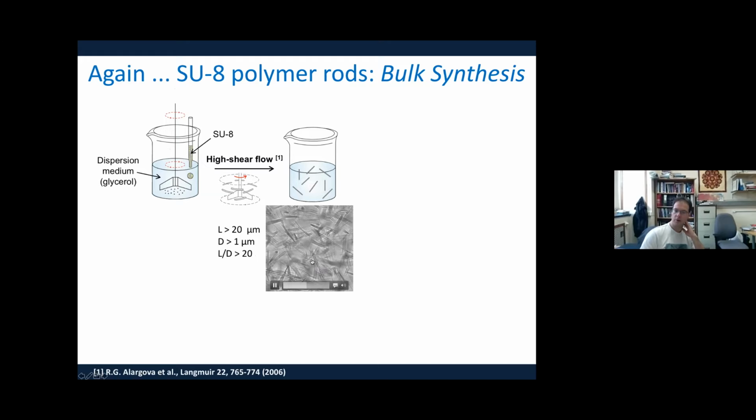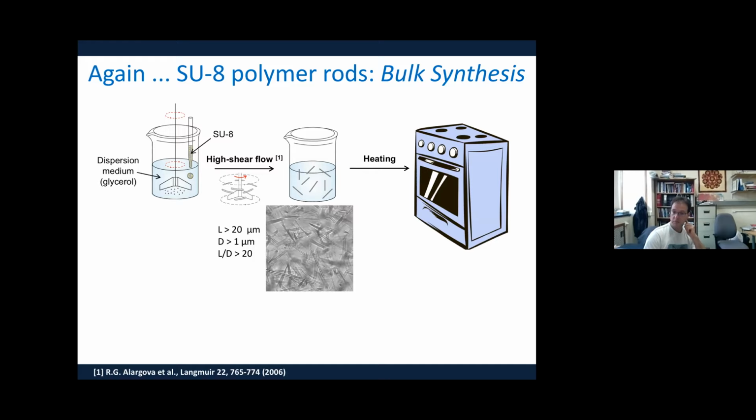But then what Carla did, Carla's a PhD student who's working in my lab, working on these SU8 systems, both rods and bananas and everything else. What she did is, rather than putting it in a sonicator, she put them in the oven. Yeah? She just heated them up. I didn't tell her to do this. This is something she did herself. So you should never always ask everything to your supervisor. Sometimes you should just take initiative and do stuff.